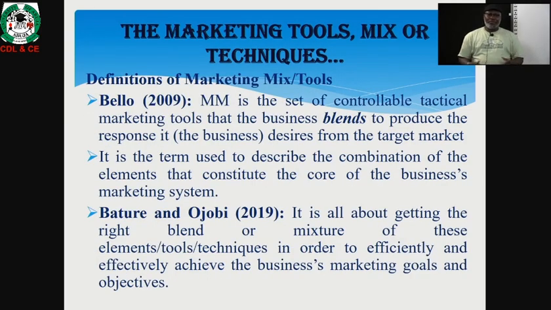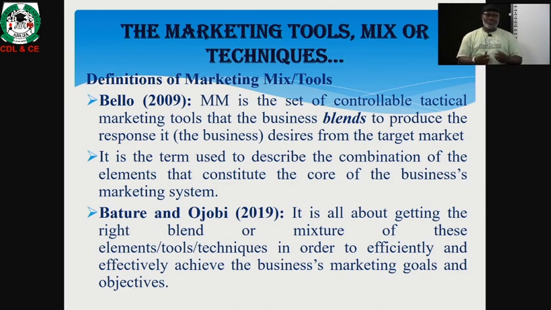Now, before we go on to explain each of these tools or each of these techniques, let us understand what the term marketing mix or marketing tools or marketing techniques means. Bello in 2009 defined marketing mix as a set of controllable tactical marketing tools that the business blends to produce the response it desires from the target market.